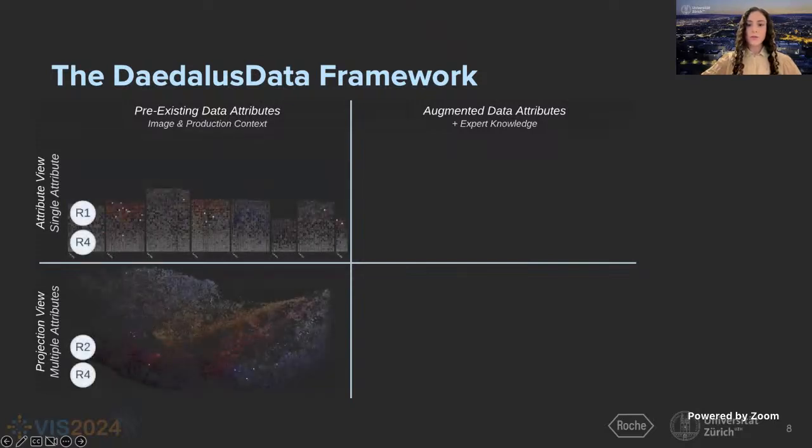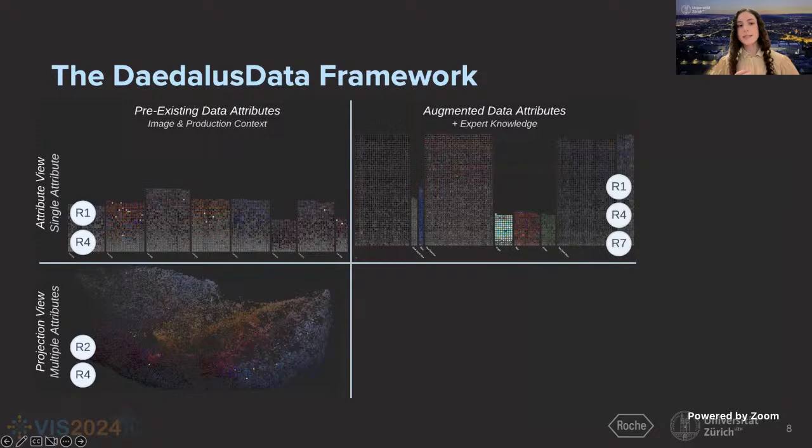So here, these two views are made of only pre-existing attributes. The top is a bar chart-like layout of particles, and the lower is a semantically meaningful projection. Each particle there is placed with respect to its similarity to neighboring particles' image and production contexts. Here, we see the extension of the bar chart-like visualization to accommodate for the enrichment that's done with expert labels. And this updates as users iteratively build the knowledge base of relevant attributes as they explore.